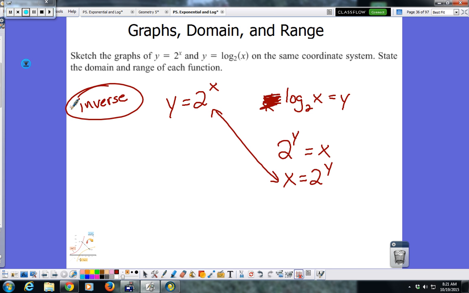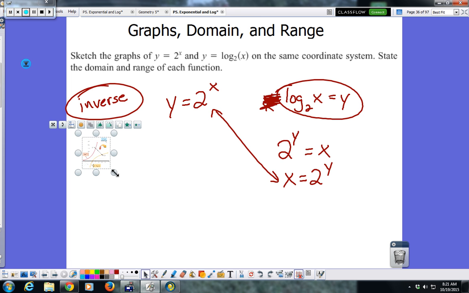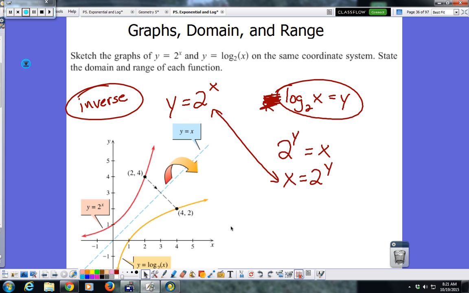Y equals 2 to the x, x equals 2 to the y. Is that not the exact same function? Flipped. Y equals 2 to the x power and y equals log base 2 of x are inverses of each other. When two things are inverses of each other, and this is hopefully a little review for you, they are symmetrical about the line y equals x. Here is y equals 2 to the x power. Here is y equals log base 2 of x.